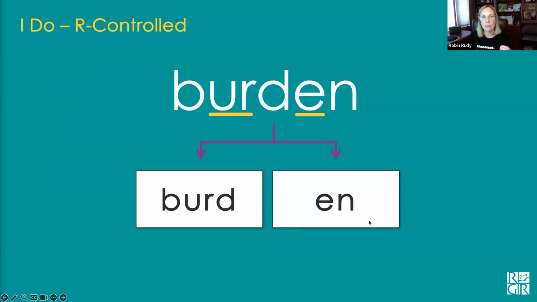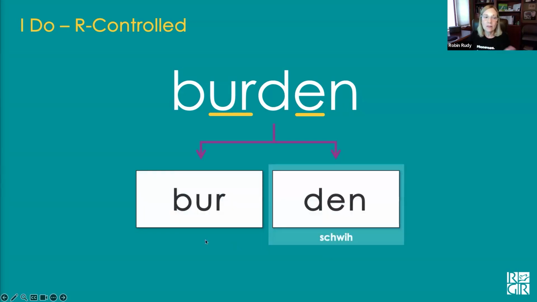Now, do we say bur-den? No, what do we say? Burden. So I have to flex that as well to a schwa. Now, I can also do this: burden, burden. Both are correct. Both get us to the correct pronunciation of the word burden. That's just because when we think about vowel teams and R-controlled, there's no opening or closing syllables, so I don't have to worry about any of that stuff.